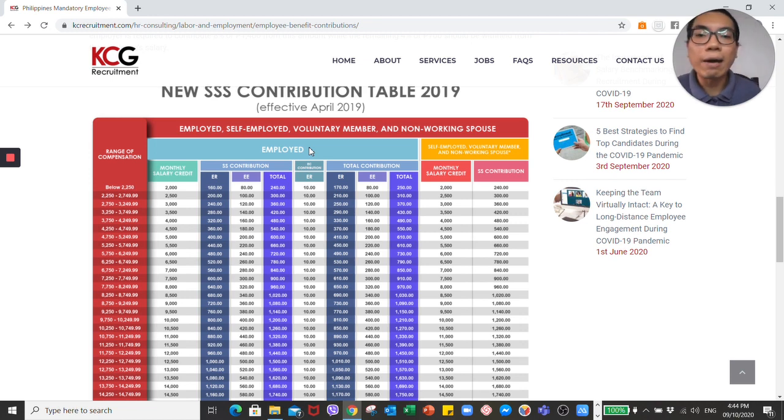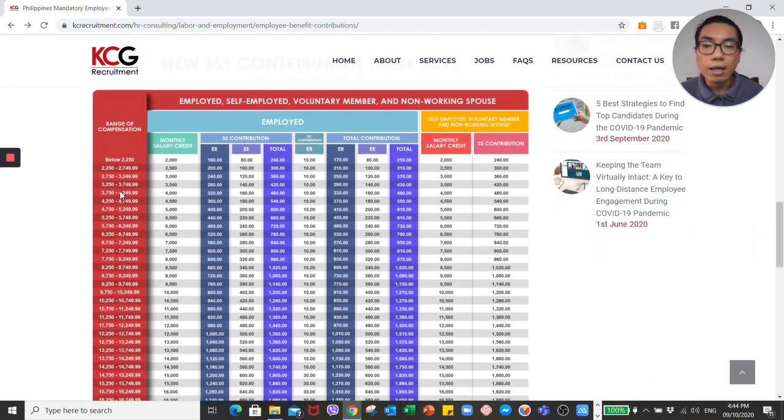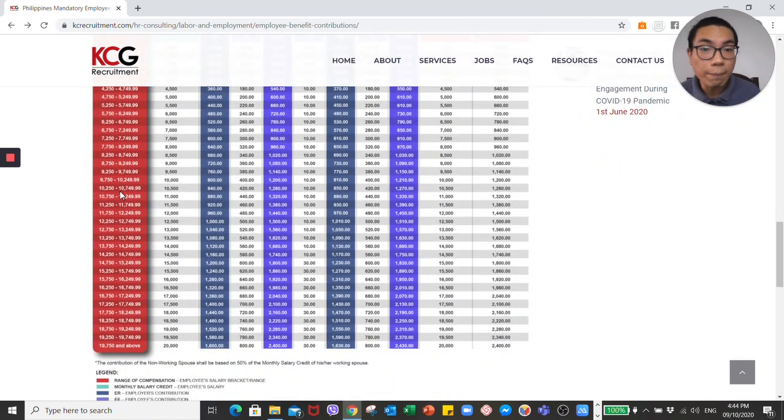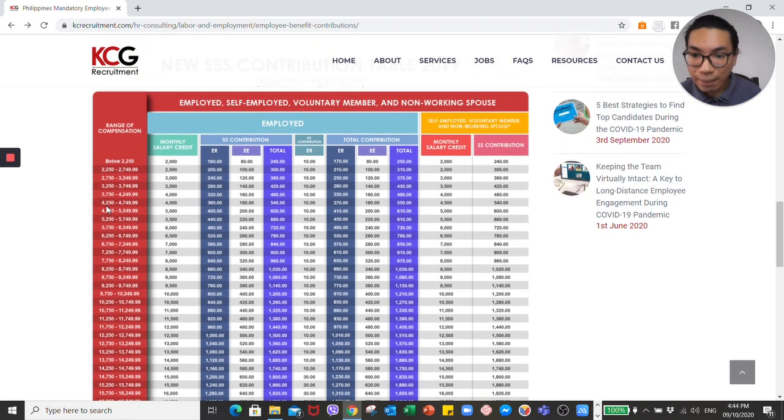And pag titingnan natin yung SSS contribution table natin, based lang naman siya lagi on the range of the compensation. So, depending on the range of the employee. For example, let's say 10,000 yung salary ng employee. Kapag 10,000 yung salary ng employee, papasok siya dito sa range na to. And again, kung employee siya, yung titingnan natin na portion sa SSS contribution table natin is yung part ng employed. Kasi yung other part ng SSS contribution table is related to self-employed.